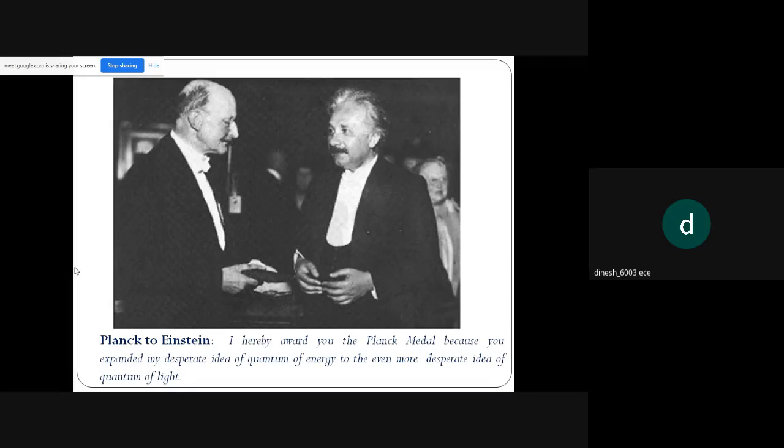This is a photograph of Planck giving a medal to Einstein. Planck says, Einstein, I hereby award you the Planck medal because you expanded my desperate idea of quantum of energy to an even more desperate idea of quantum of light. This was given during a function, Planck to Einstein.